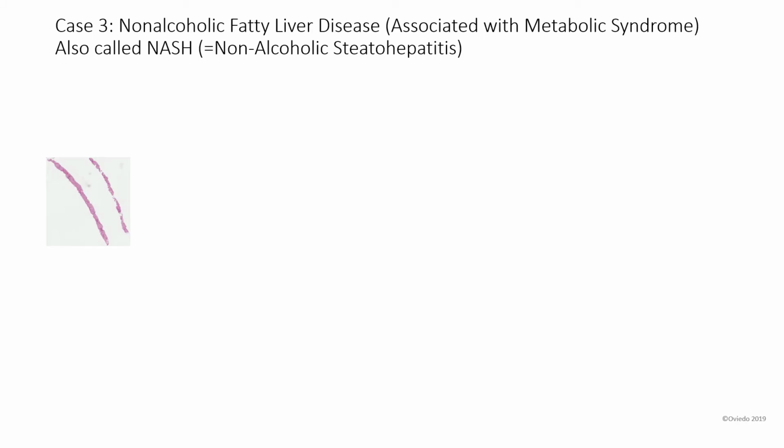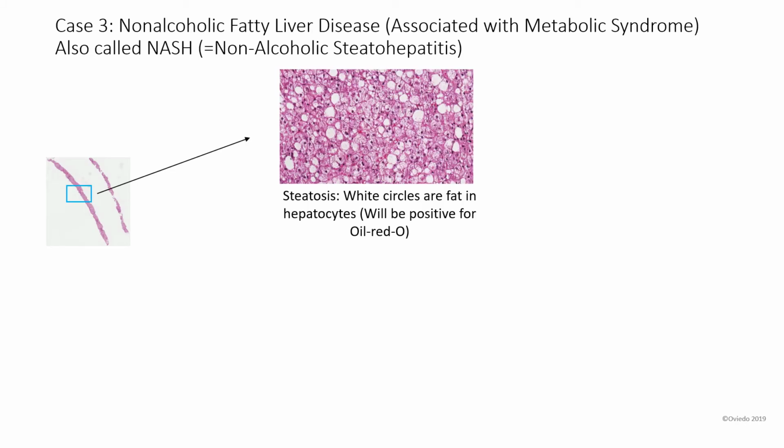Here is our slide. Here is the higher power demonstrating the steatosis, which are the white circles inside the hepatocytes. This fat will be positive with oil red O stain, which I have not shown here. Here is a fatty droplet, here is a fatty droplet, and here is a fatty droplet. There are quite a few.